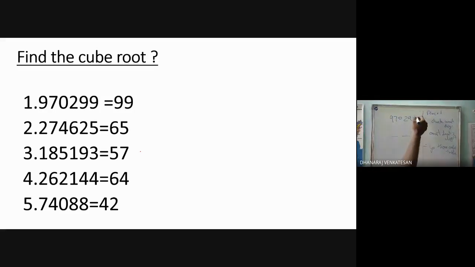Okay, first check the unit digit. It is 9. In the table, I have told that 1, 4, 5, 6, and 9 will have the same answer digit. So if it is 9, blindly you put 9. That's it. Omit the last 3 digits. This 970 will come in the table between 9 cube and 10 cube. 9 cube is 729, 10 cube is 1000. Between this it will come. Choose the lesser value, 9. That's it. This is the way of solving cube root sums.